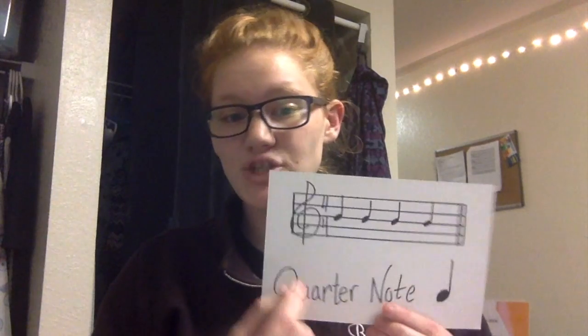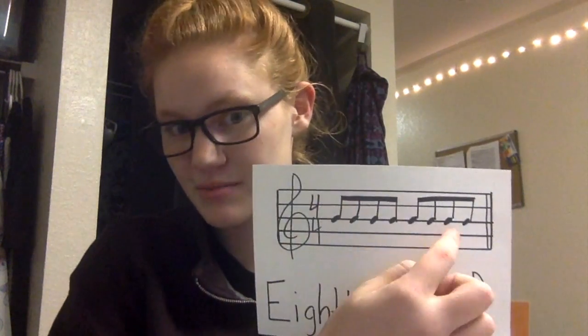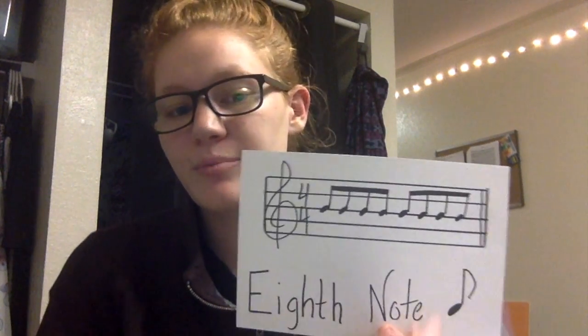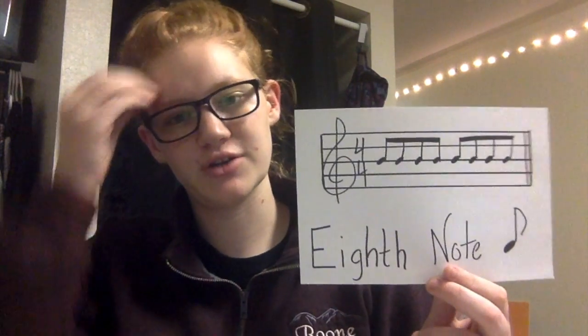Now, if we take each quarter note and split it into 2, we will get eighth notes. There are 8 eighth notes in one measure of music. As you can see here, there are 8 in the measure. And eighth notes are notated almost exactly like a quarter note, but there is a flag on the stem, as you can see here in the little picture I drew.